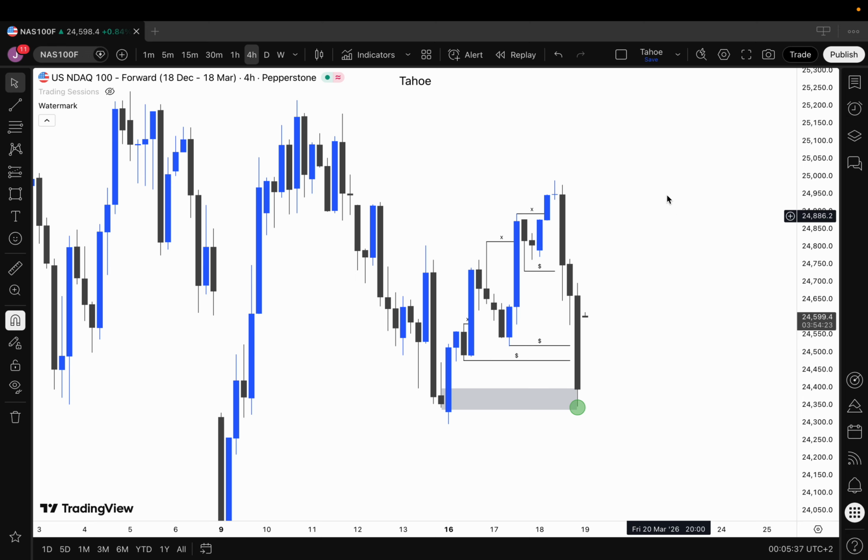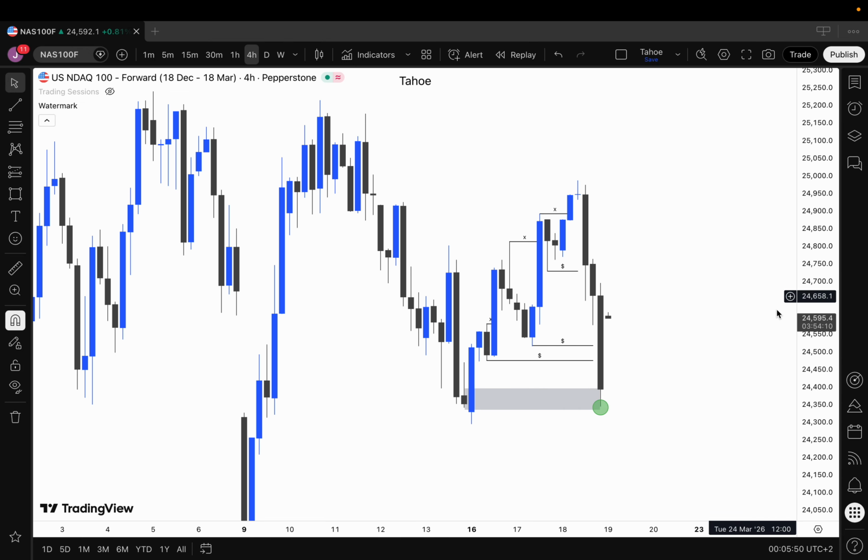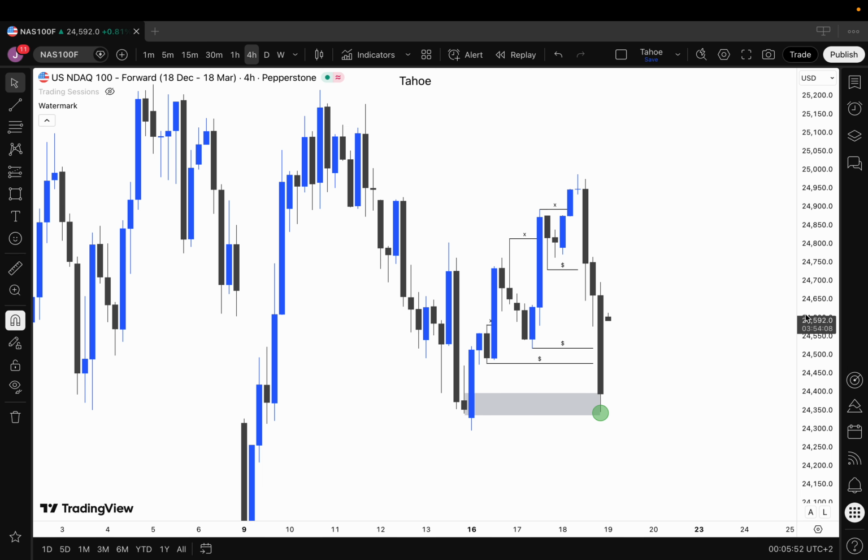Yo, so today's date, 19 March. It's just the morning now, so this price action is going to be based on yesterday, Wednesday, 18th March. Okay, I'll just make it soft.